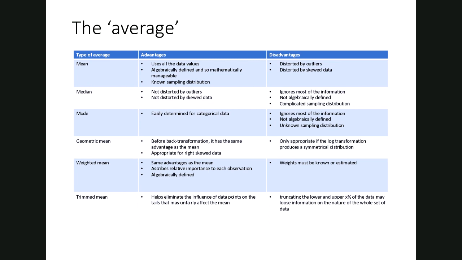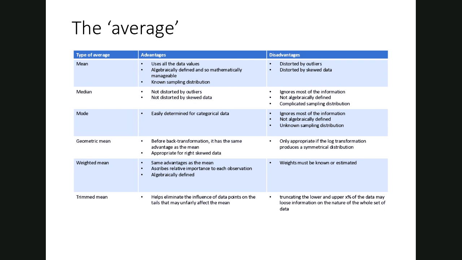The term average is an English term, but in statistics we calculate average through different measurements like mean, median, mode, geometric mean, weighted mean, and trimmed mean. You probably know all of that, so I don't need to explain the formulas. I put the advantages and disadvantages for you so that you can see the benefit of each, and why it is not good in many cases.